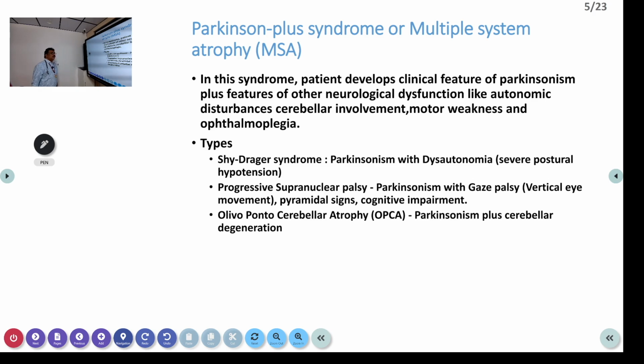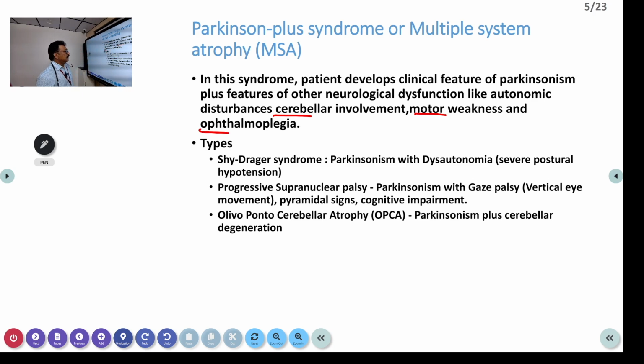Parkinson plus syndrome or multi-system atrophy. Previously it was called multi-system atrophy. Nowadays we call it Parkinson plus syndrome. That means along with the substantia nigra problem, other areas are also involved, like the cerebellum, motor system, and eyes.